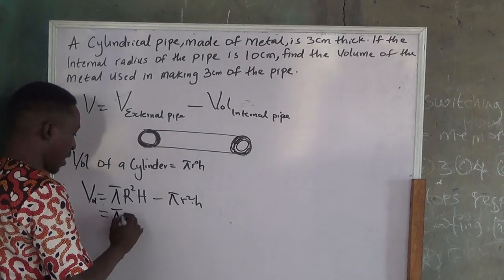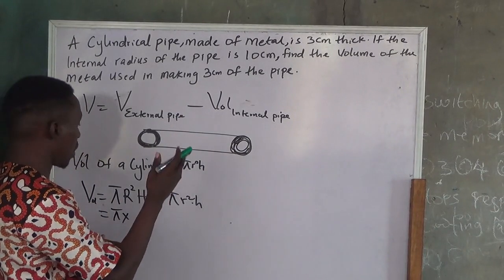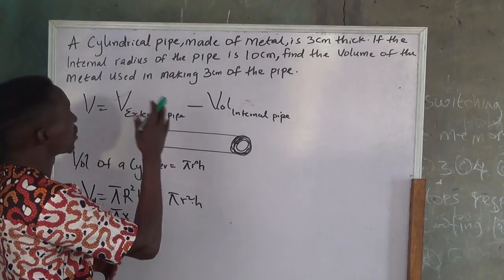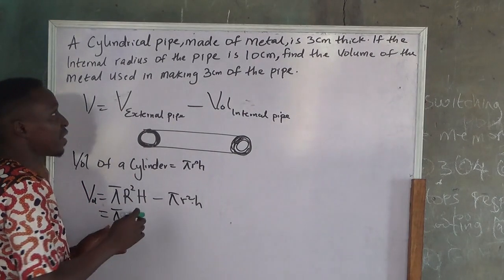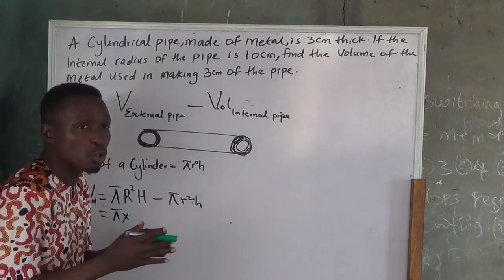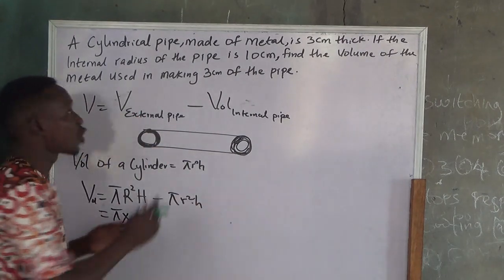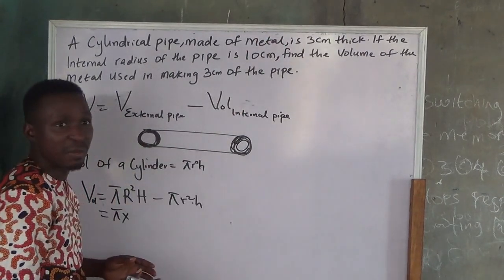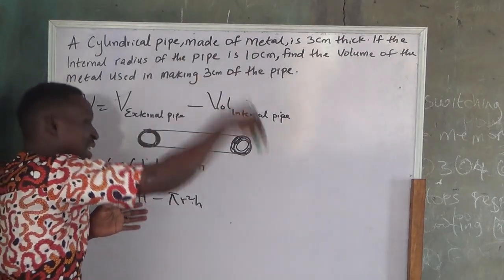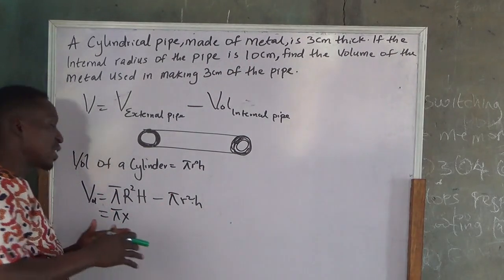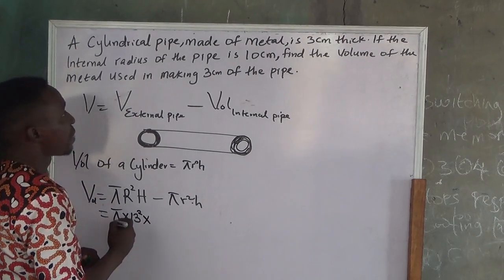Pi, let's keep this one as pi, times radius now. Radius is, what do we have? A cylindrical pipe made of metal is 3 centimeters thick. If the internal radius of the pipe is 10 centimeters, so the internal radius of the pipe is 10 centimeters. But don't forget that they said it is 3 centimeters thick. It means that for the external, the radius will be 10 centimeters plus 3 centimeters. You add the thickness to it. So the radius of the external pipe will be 13 centimeters, 13 square, multiplied by the height.